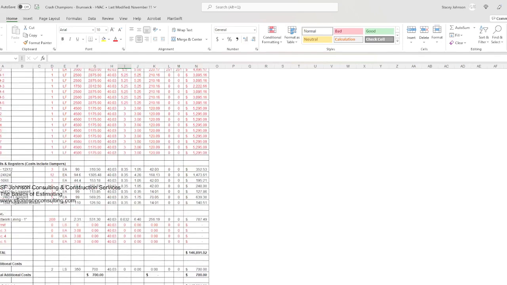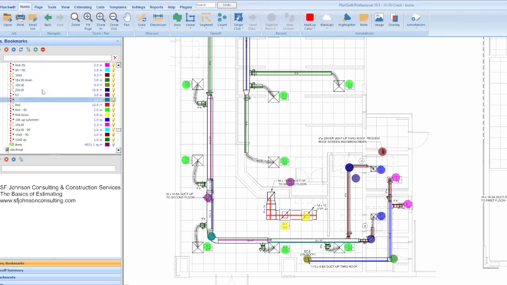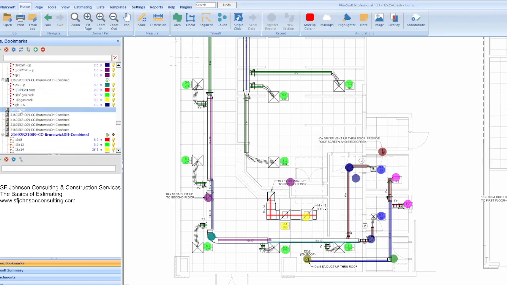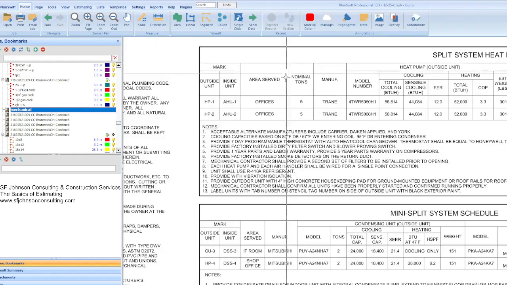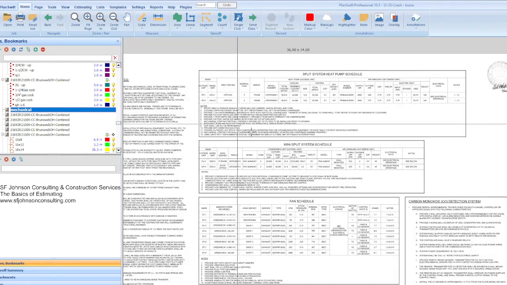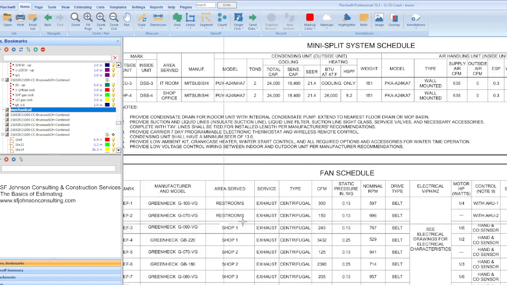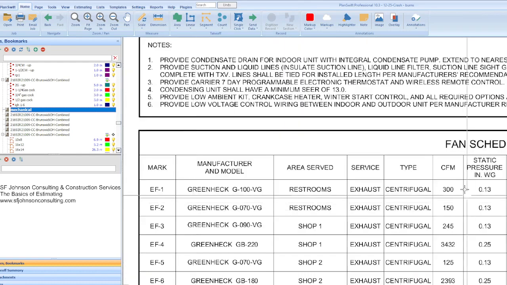So again, to recap, when we look at our plan, the mechanical set cover sheet is going to tell us all of our equipment. So we don't have to worry about counting from the plan. We can just note it, go right from here to our estimate. And there'll be a different cost based on the cubic feet of air, exhaust fans per minute. If you do this for a living, you know what the cost of this stuff should be.